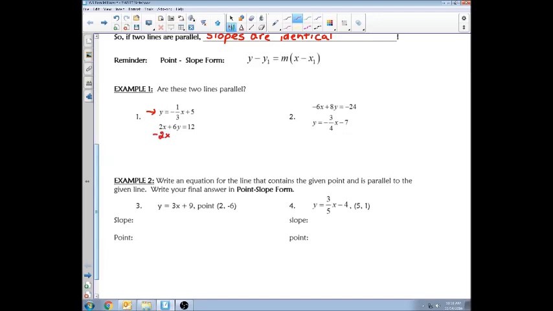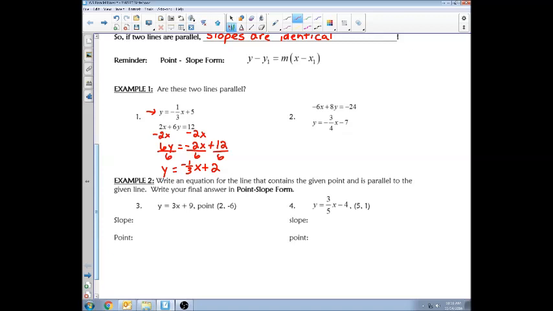So if I subtract 2x from both sides, I end up with 6y is equal to -2x plus 12. In order to get it into slope-intercept form, I need to solve for y. So if I divide by 6 all the way through, I end up with y equals -2 over 6, which would simplify. They're both divisible by 2, so it would simplify into -1 over 3x. 12 divided by 6 would be +2.